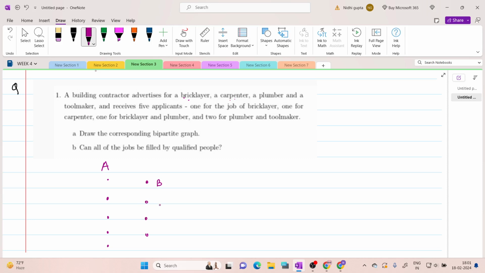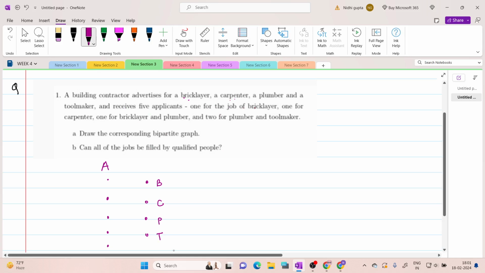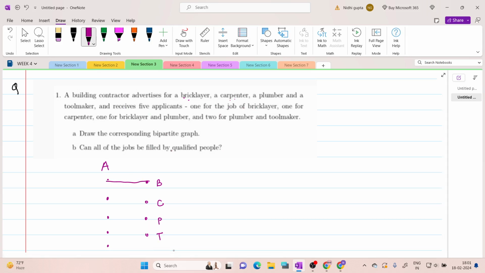Bricklayer, carpenter, plumber, and tool maker. So now, one for the job of bricklayer. So first application is just for bricklayer. Second application is just for carpenter.